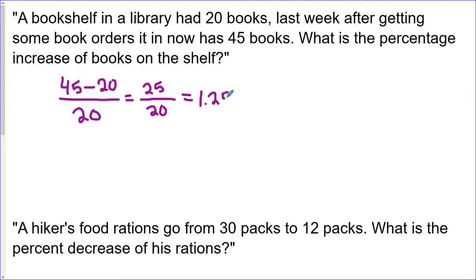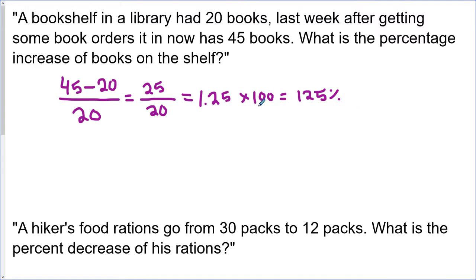1.25. And because I want my answer as a percent, I'm going to times this by 100 because I want the percentage, not just the decimal. And I get 125%. Which, if I look at that for a minute, makes sense because my books more than doubled. I had a bigger than 100% increase. 100% increase would be going from 20 to 40. It's just doubling. But 125 means I more than doubled, which I did. So it makes sense to have 125% increase.